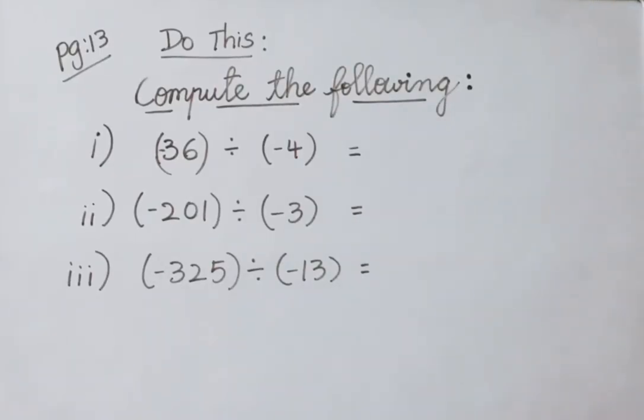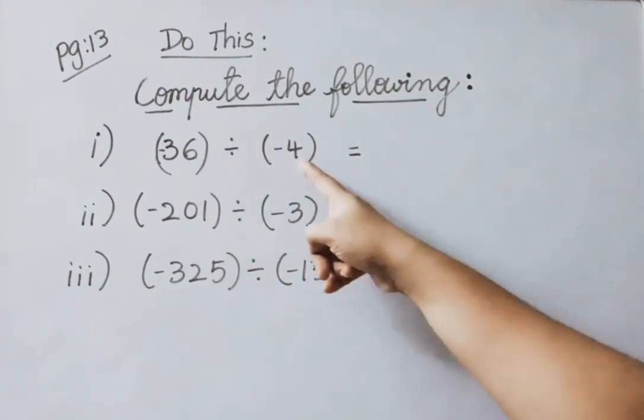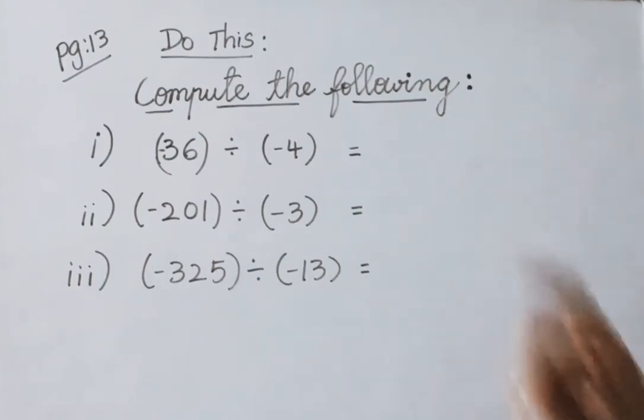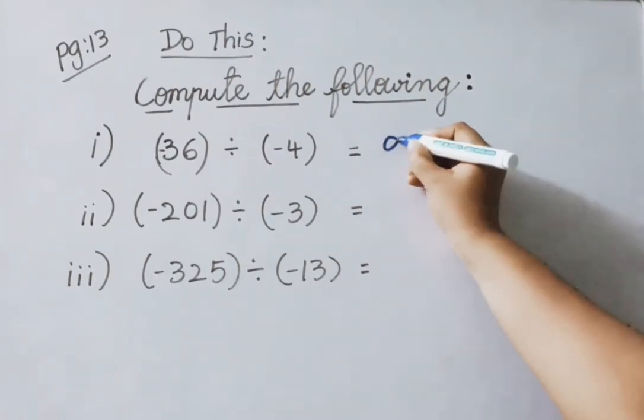Compute the following. See the first one, minus 36 divided by minus 4. When we divide a negative integer by a negative integer, we get a positive integer. Now 4 table 36, how many times? 4 9s are 36. So the quotient is 9.